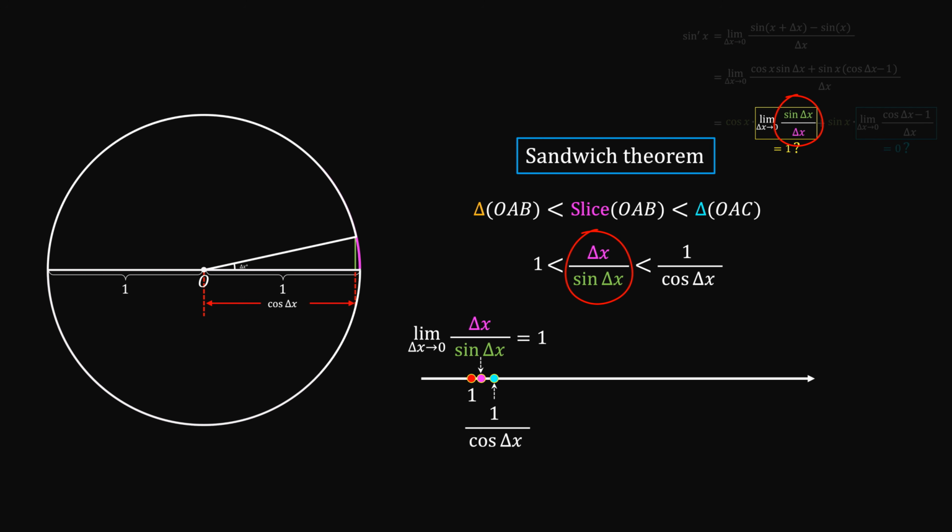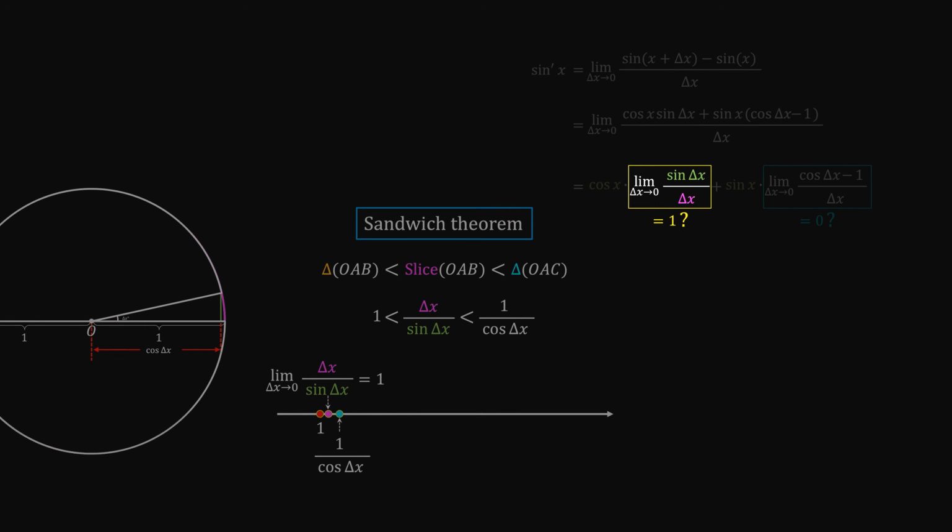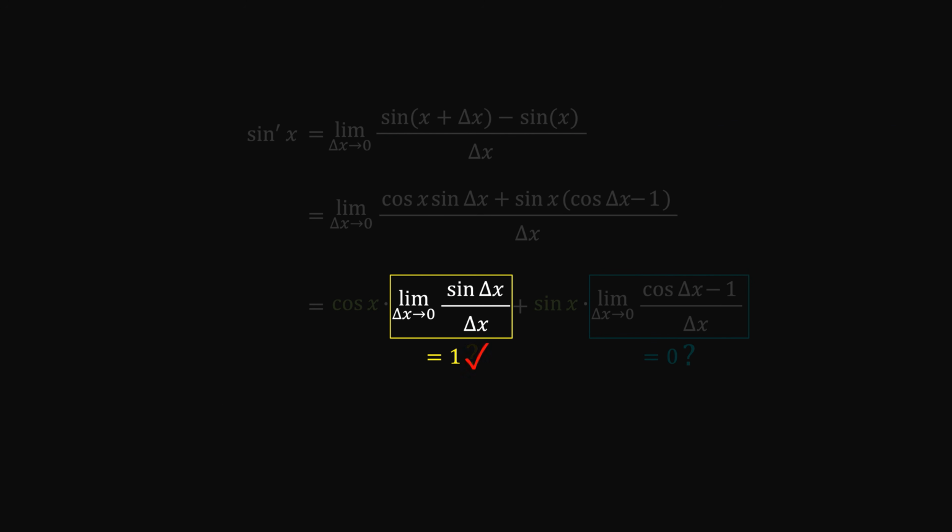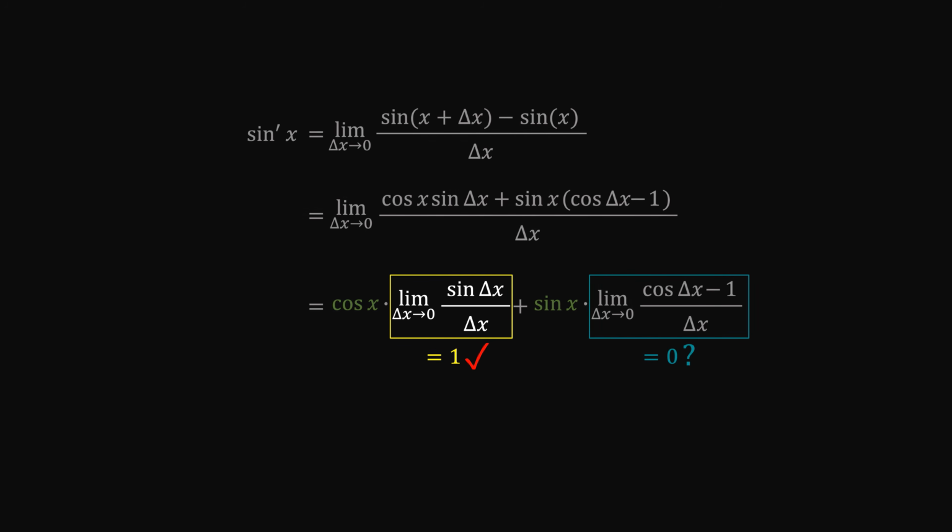So in our case, the target ratio is not well understood, but we place it between something we have better understanding of. So we proved the first part. Now we need to show the second has a limit of 0.